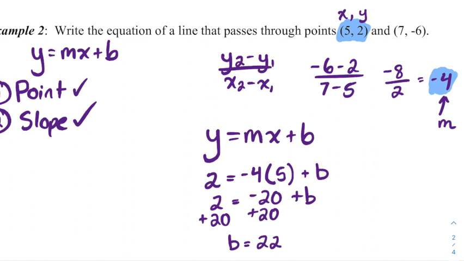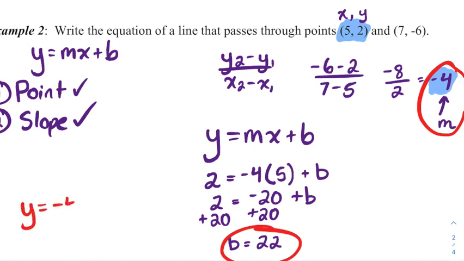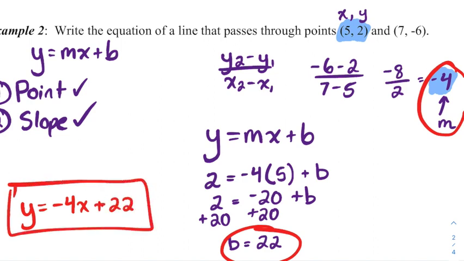Okay, so we have our slope. We have our y-intercept. The last thing we have to do is just really string it together. It's going to be y equals -4x plus 22. And that is our equation of a line in slope-intercept form.